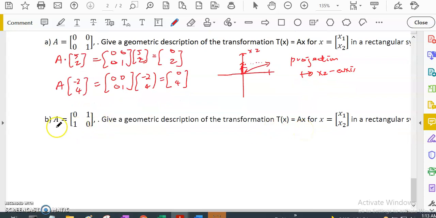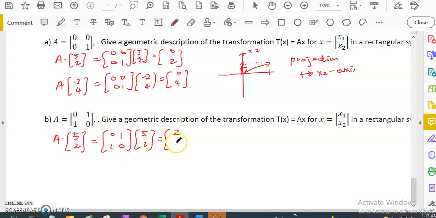What about if I multiply a equal to 0, 1, 1, 0? Let's try for 5, 2, and 2, 4. So after you do a few of them, 5, 2, so that would equal to 0, 1, 1, 0 times 5, 2. What would it become? It would become this times this plus this times 2 is 2. And for the second row, it will be 1 times 5 plus 0 times 2 is 5. So basically switch your x and y, right?